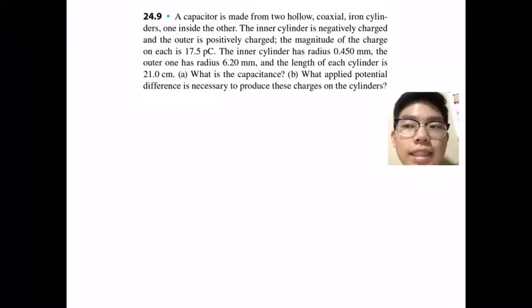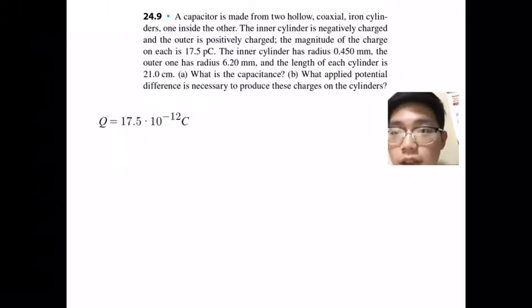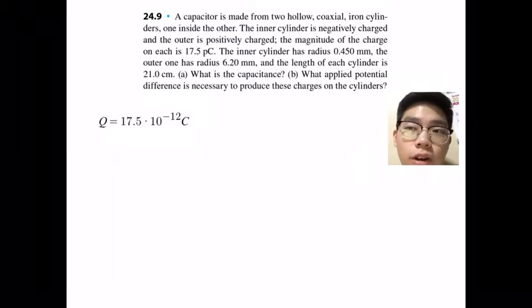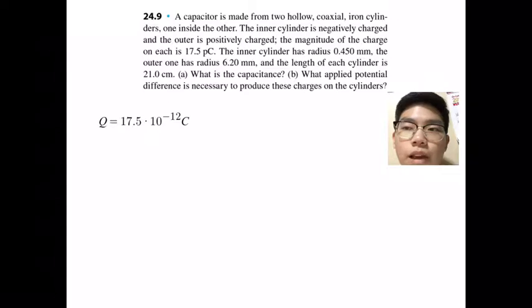A. What is the capacitance? And B. What applied potential difference is necessary to produce these charges on the cylinders? So, first let's look into our givens. For our charge, we have 17.5 times 10 to the negative 12 coulombs, also known as 17.5 picocoulombs.